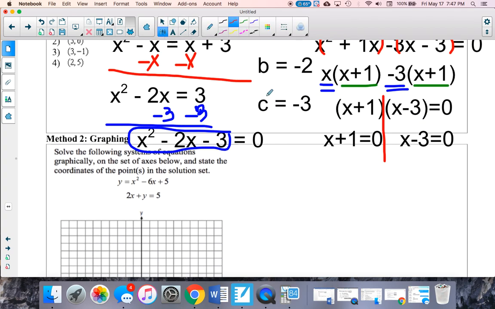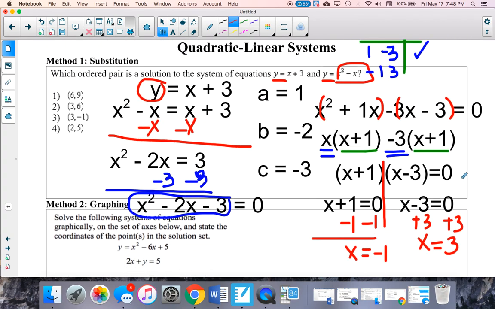I will eventually move this all up so we have room. Minus 1, minus 1. I get x equals negative 1. Plus 3, plus 3. I get x equals 3. This is the longest problem ever. Okay, x equals 3 or x equals negative 1.